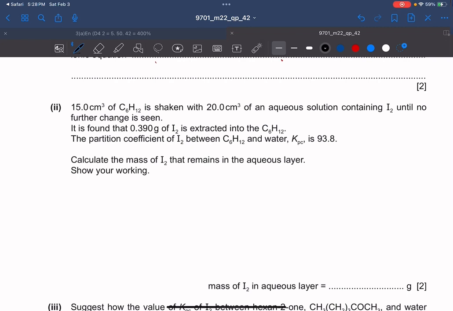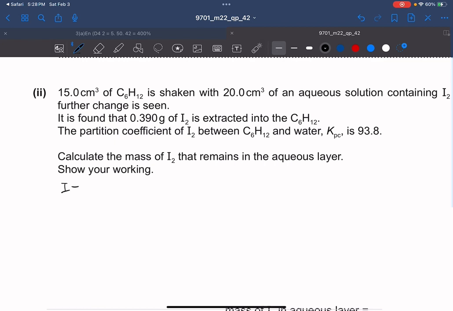Something we have to remember here is that I2 is a nonpolar compound. That suggests that nonpolar compounds like I2 will dissolve better in a nonpolar solvent like C6H12. So if we're writing it down as an expression, C6, I'm just going to write it down like this for simplicity's sake.